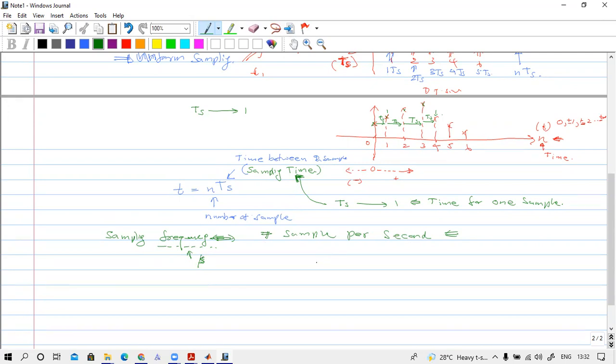We know that at Ts time we get one sample, so in 1 second we get 1 by Ts samples. This is samples per second, so this is the frequency, the sampling frequency. We normally denote it as Fs.